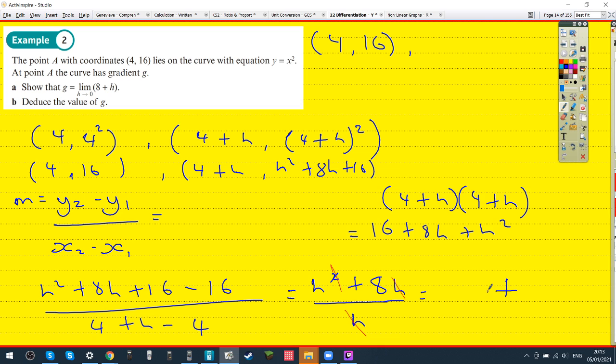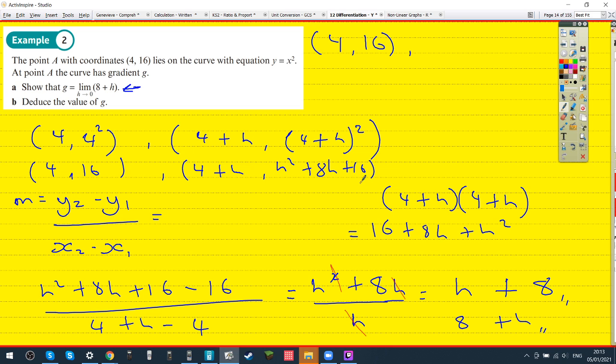H squared divided by h? You just get h, so it'd be h plus 8. Yes, and that's what we were trying to show. 8 plus h, h plus 8.